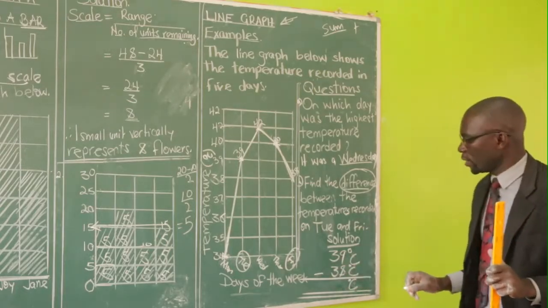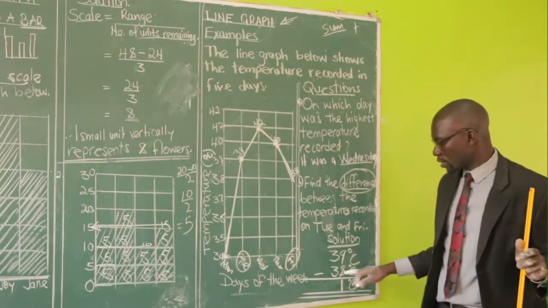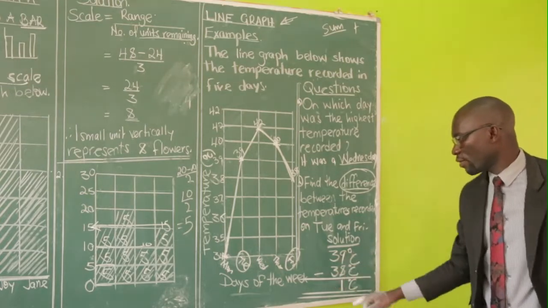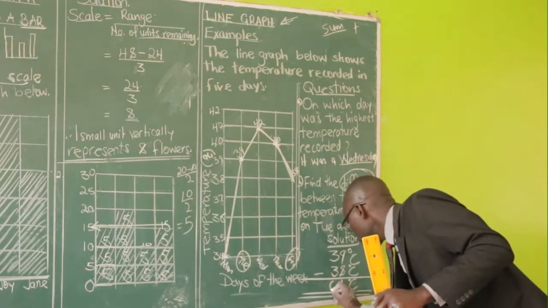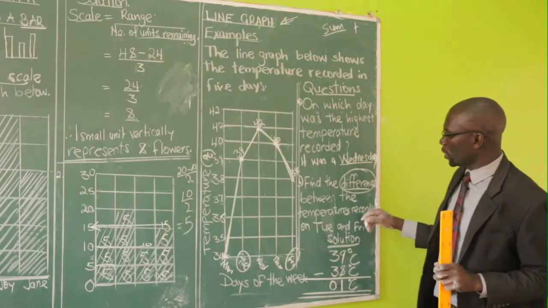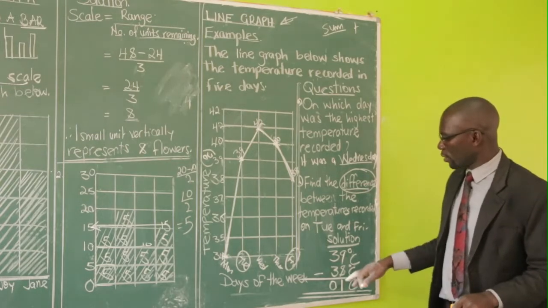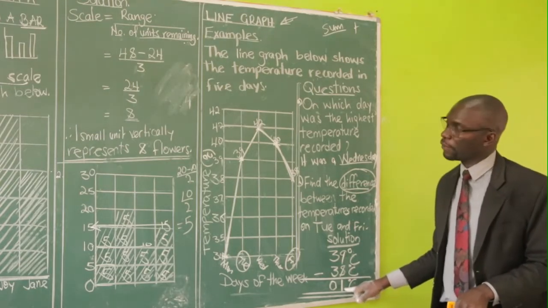9 take away 8. Good, that is 1. Because 1 plus 8 we get back 9. And 3 take away 3. The answer is 0. So the difference between the temperatures recorded on Tuesday and Friday is 1 degree centigrade.